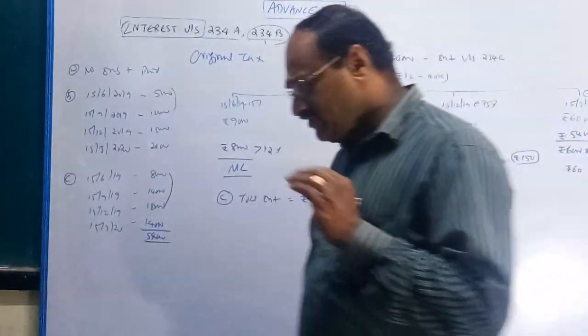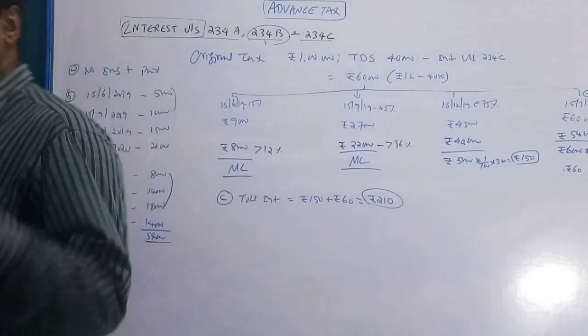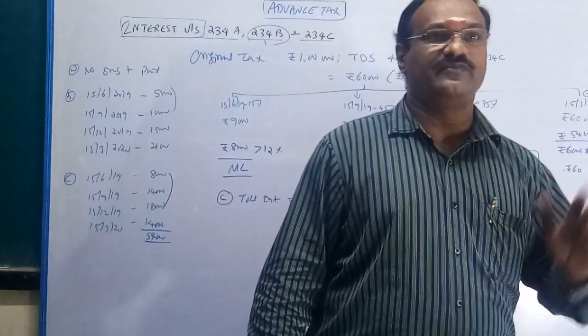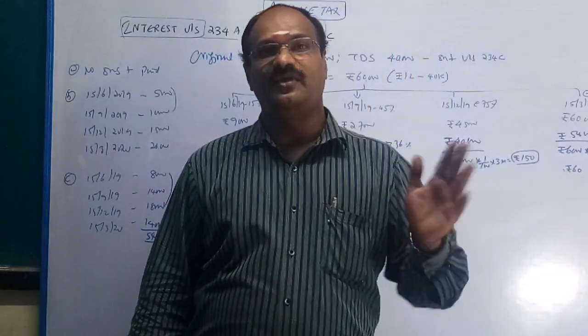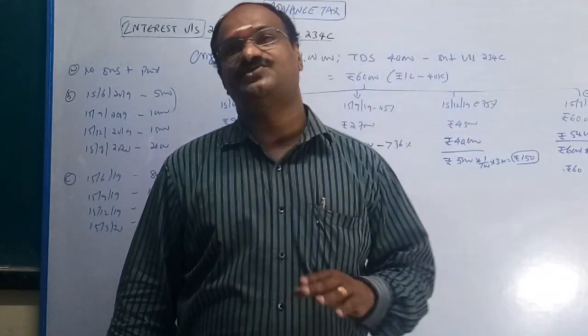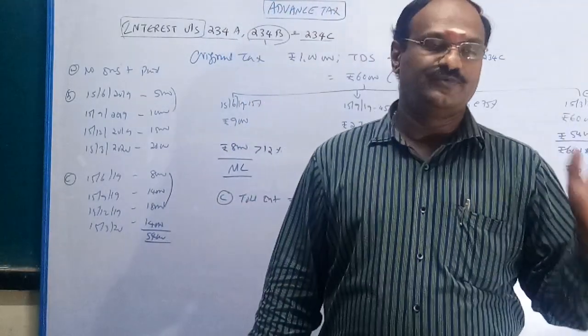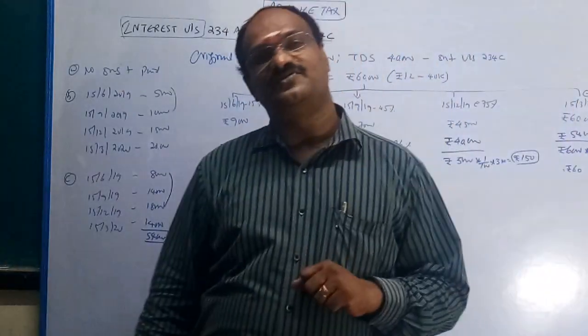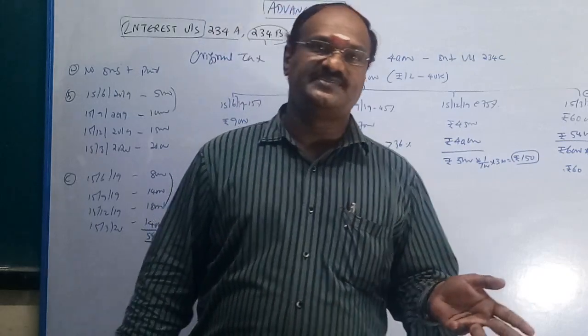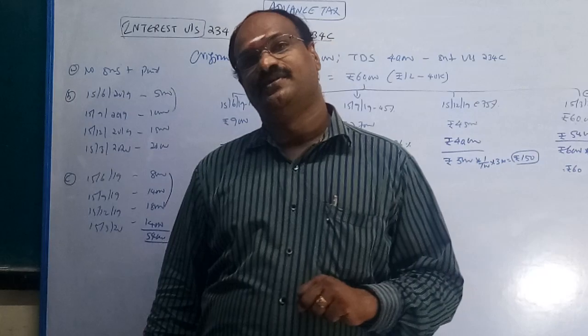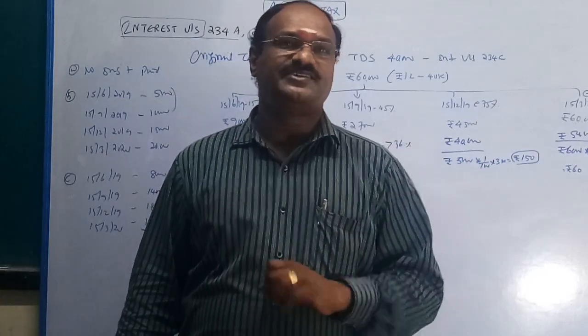So when is advance tax liable to be paid? Each and every person is liable to pay advance tax where the final tax payable after adjusting TDS is 10,000 rupees or more. In the case of a senior citizen not having business income, he need not pay advance tax. Then the advance tax installments are very simple.